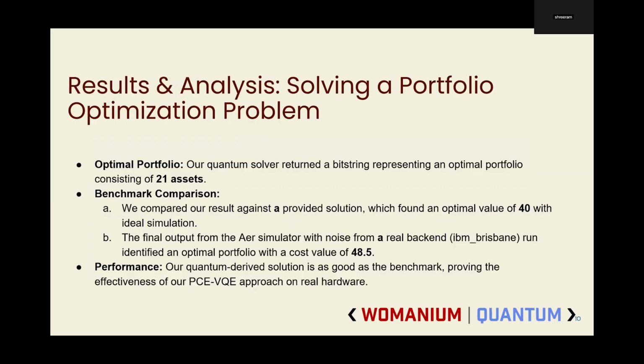Our quantum solver successfully returned an optimal portfolio consisting of 21 assets. When we compared our results to the provided benchmark solution, our ideal simulation achieved a cost value of 0, which is identical to the benchmark's optimal value. Even with noise, the solution from the IBM backend gave us an optimal portfolio with a cost value of 48.5.